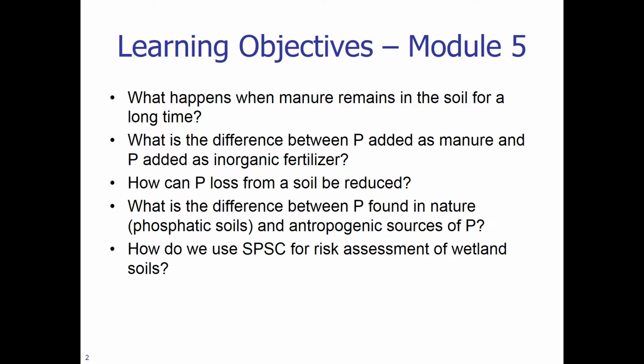How can P loss from a soil be reduced? What is the difference between P found in nature, that is phosphatic soils, and anthropogenic sources of phosphorus? How do we use SPSC for risk assessment of wetland soils?